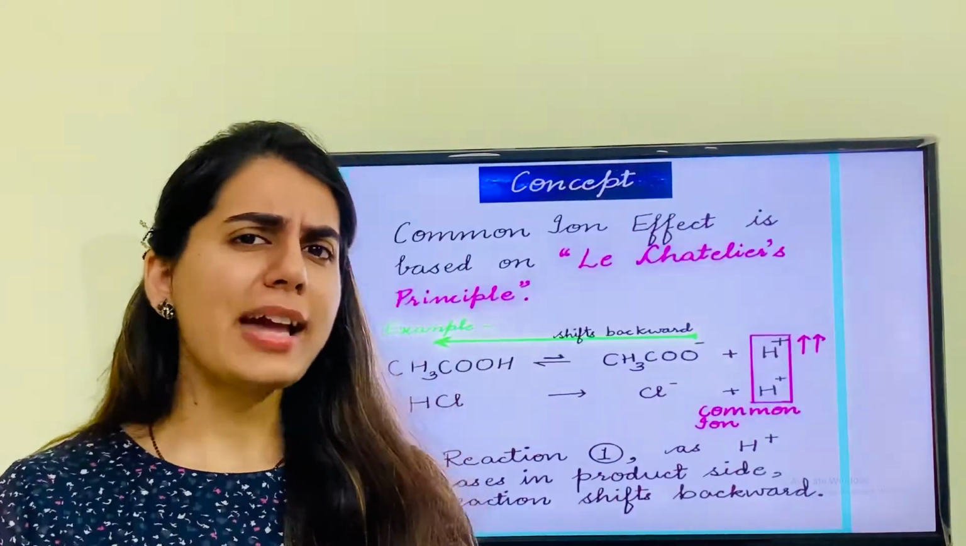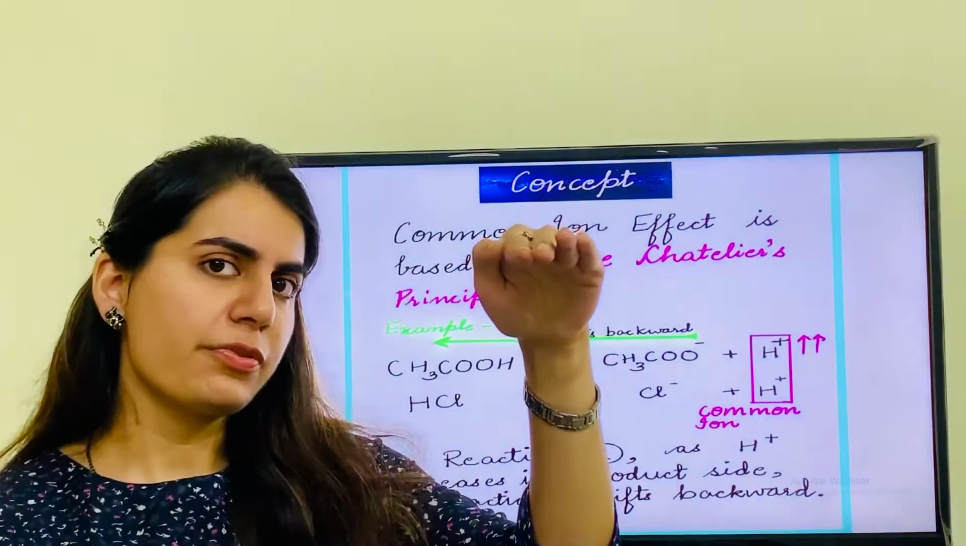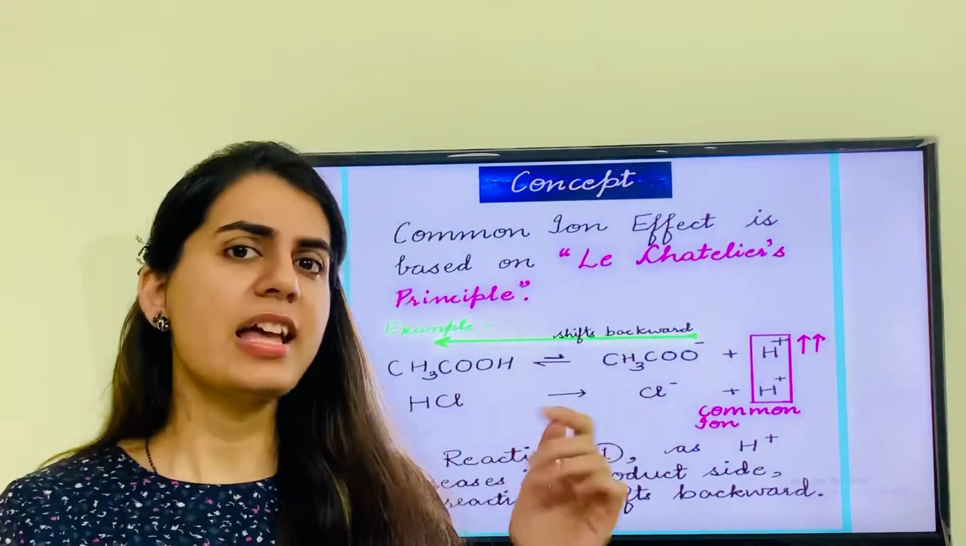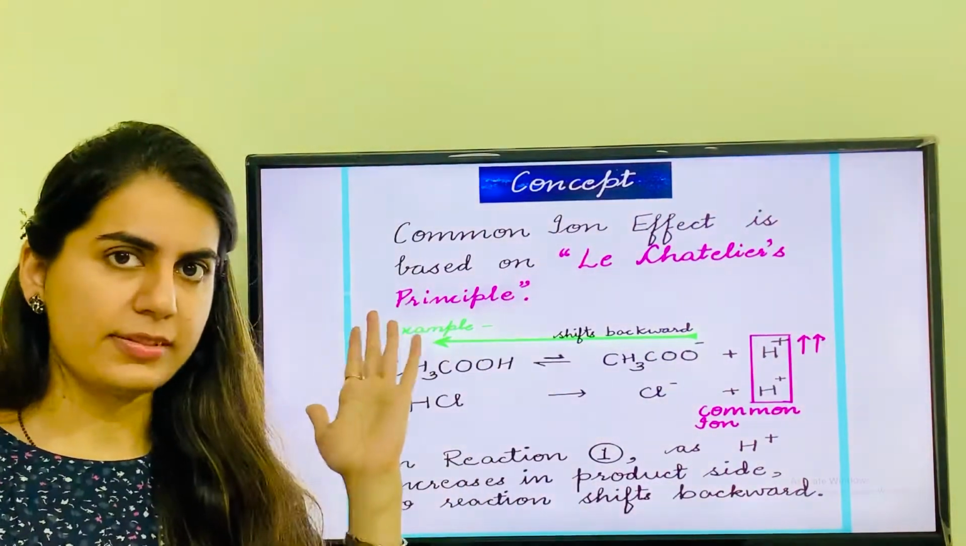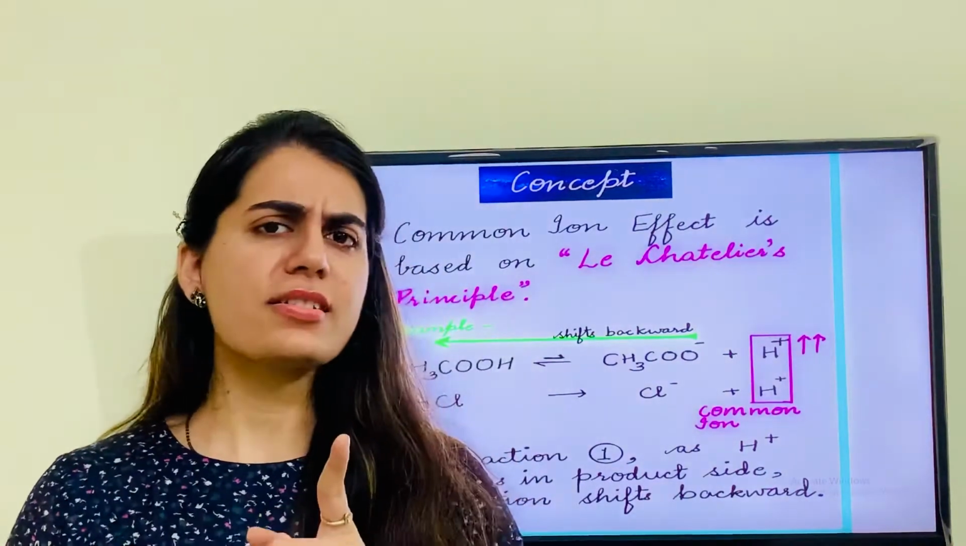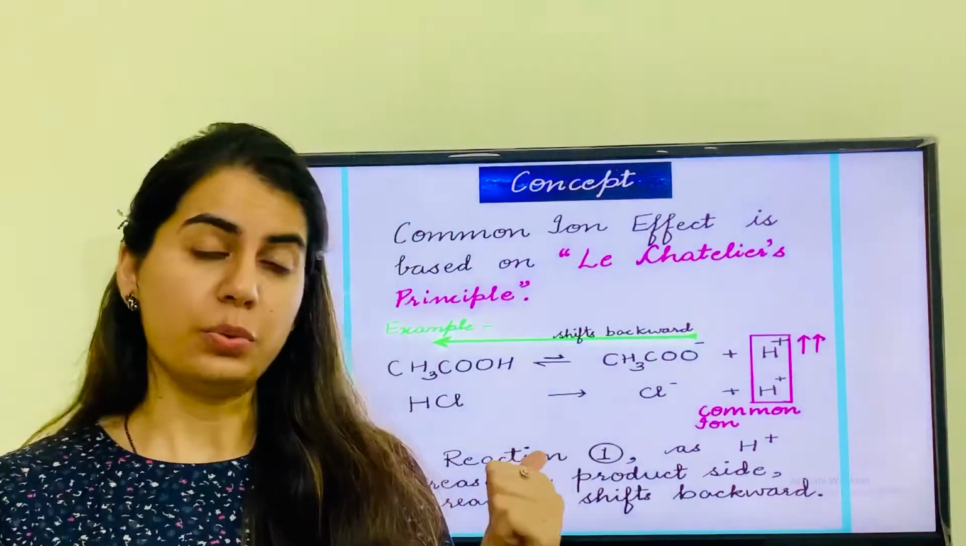Right. So now we'll just jump into the concept behind the common ion effect. Like what is actually happening which is letting this alpha decrease even further for a weak electrolyte. Now that concept is Le-Chatelier's principle. So we studied it in chemical equilibrium and I'm just recalling it for you.